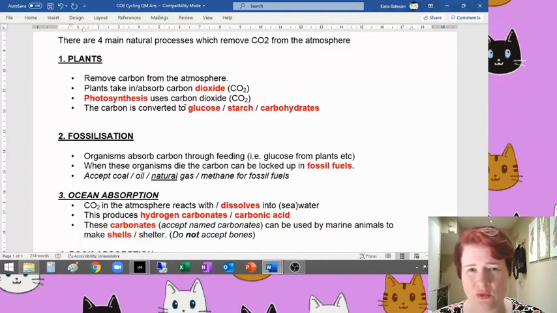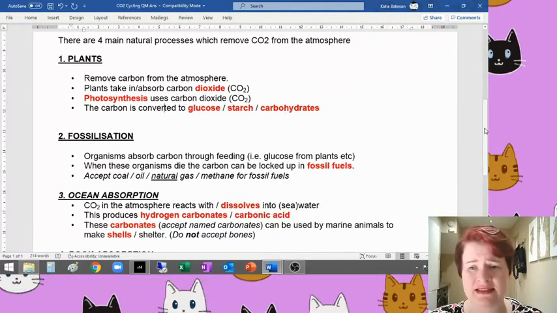It's not necessarily always asked about, but when it is, it's getting that top level. So if you are aiming for the level 7, level 8, level 9, you do need to be looking at that sort of language there. So the carbon is converted to glucose, to starch, to carbohydrates. Those are great words to be using.